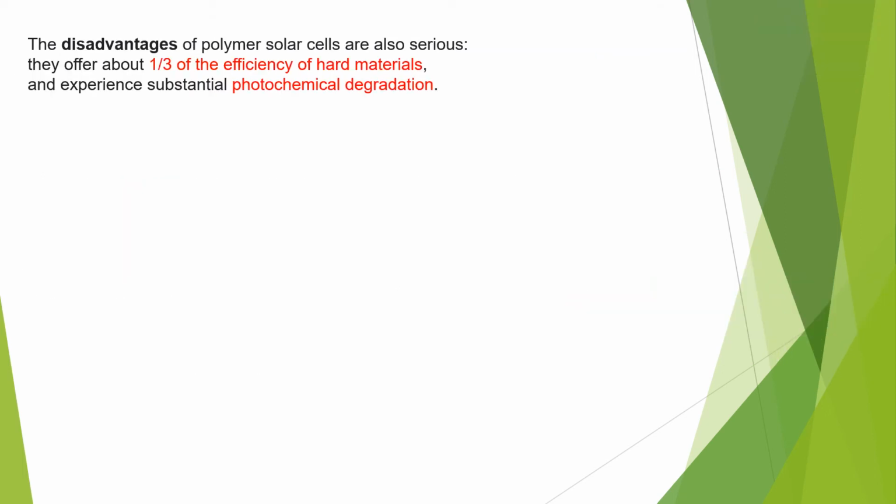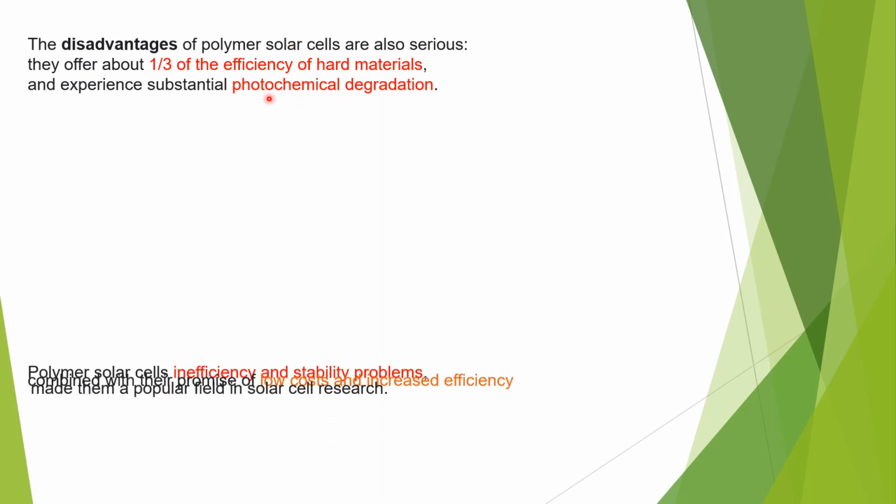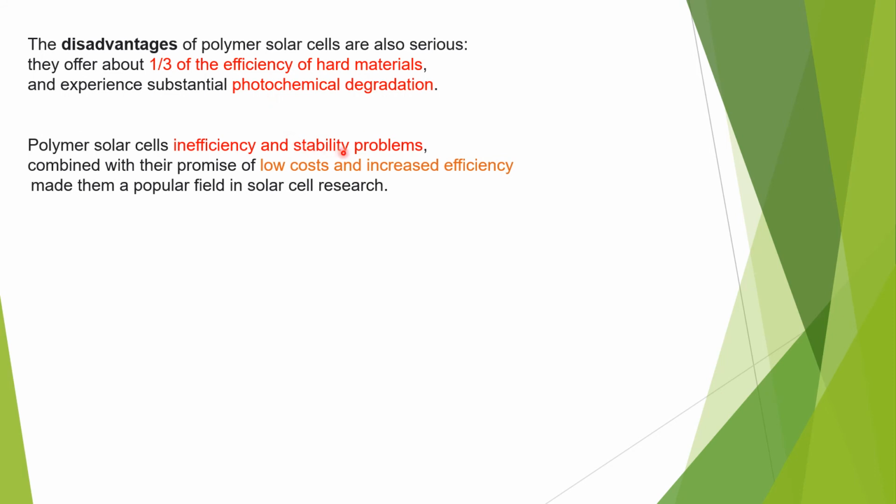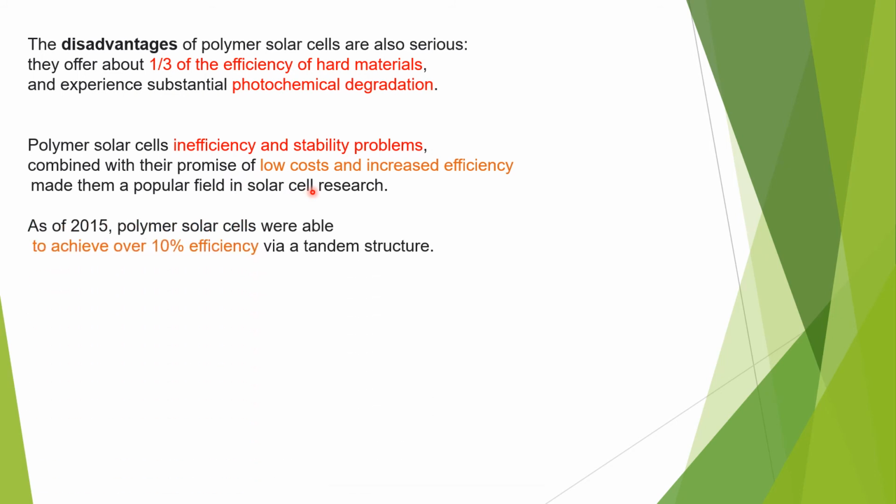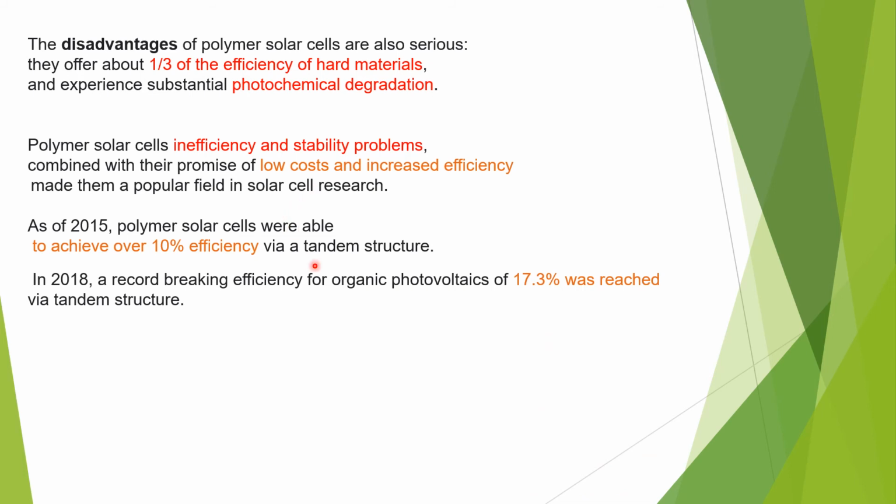The disadvantage of polymer solar cells is their efficiency. They have only one third of the efficiency of the hard materials which are being used, and they experience substantial photochemical degradation. Polymer solar cells have inefficiency and stability problems, but these can be combined with the promise of low cost and increased efficiency. It means that although polymer solar cells are inefficient and have stability problems as they undergo photochemical degradation, these can be offset by their low cost and increased efficiency, which made them popular in solar cell research. In 2015, polymer solar cells were able to achieve only 10% efficiency via tandem structure, while in 2018 it came to 17.3%.